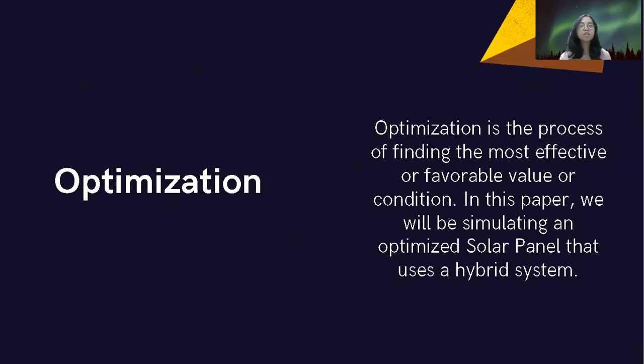Okay, so what is optimization? Optimization is the process of finding the most effective or favorable value or condition. In this paper, we will be simulating an optimized solar panel that uses a hybrid system.